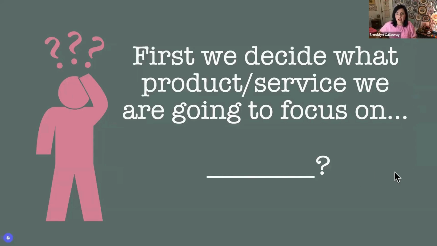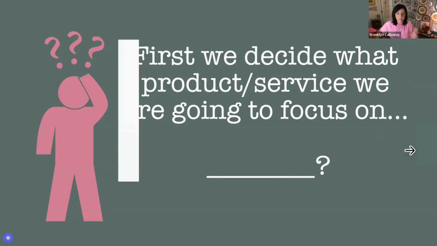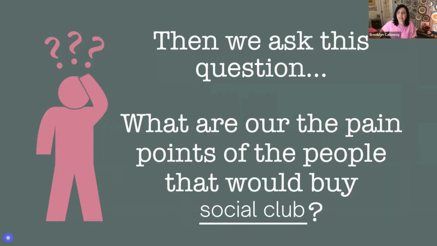So first, we decide what product or service we're going to focus on. In this case, we're going to use Social Club, which is a coaching service that we provide. Then we ask this question: what are the pain points of the people that would buy or join Social Club? People buying Social Club need some hand-holding. They want someone to ask when they have a question about X, Y, or Z on Instagram or Facebook, or how to market, or I've got this event or this thing I'm launching, whatever.